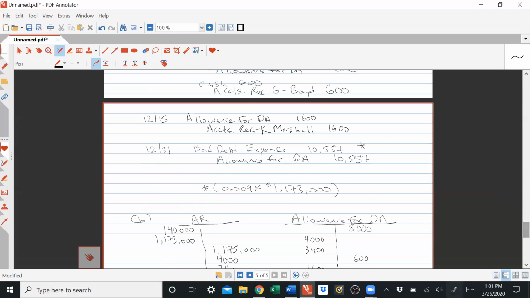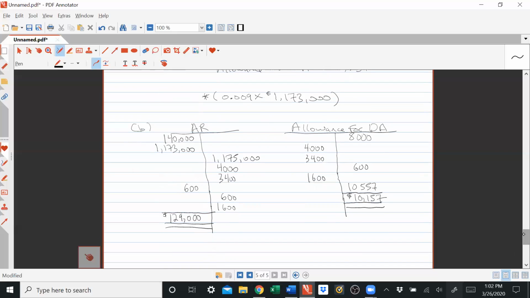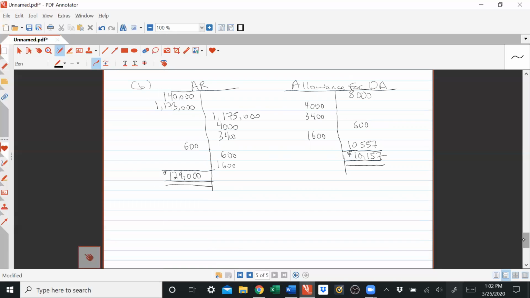And then on December 31st, we made our estimate of the dollar amount that we won't be able to collect from this year's credit sales. So that increases our allowance by $10,557. And so at the end of the year, the balance in our allowance account, which has a normal credit balance, is $8,000 minus $4,000 minus $3,400 plus $600 minus $1,600 plus $10,557, $10,157. If I did the math wrong, correct me. I think that's right.